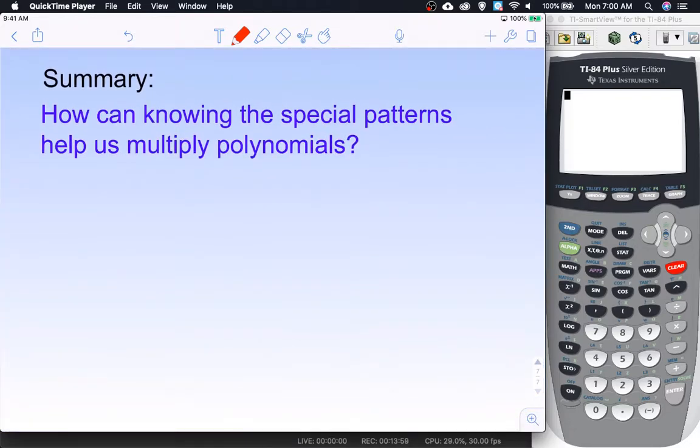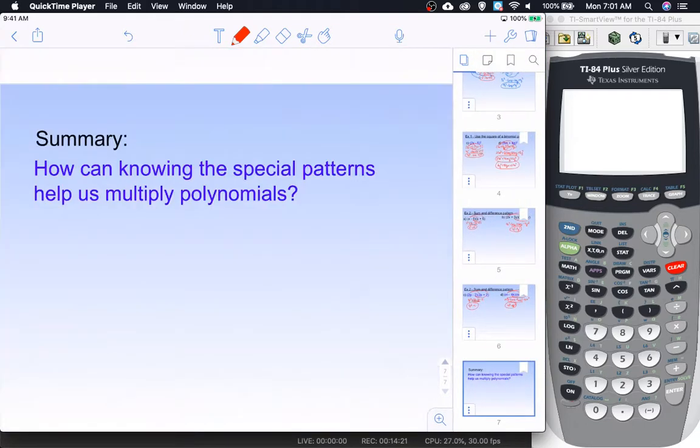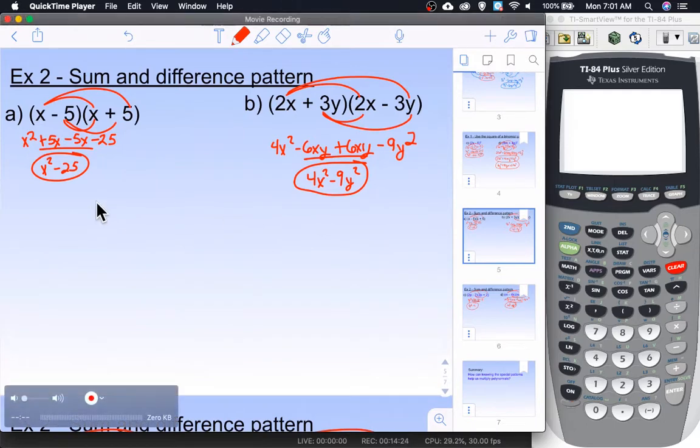In summary, this is a very short lesson. How can knowing the special patterns help us to multiply polynomials? Give a little pause and try to see if you can answer that question. Well, it can act like a little shortcut. If you know what the pattern is going to be, you can easily say, okay, I know the middle term is going to cancel out, so this final answer is just going to be the firsts multiplied together and the lasts multiplied together. There's no middle term. So it can shortcut you that way.